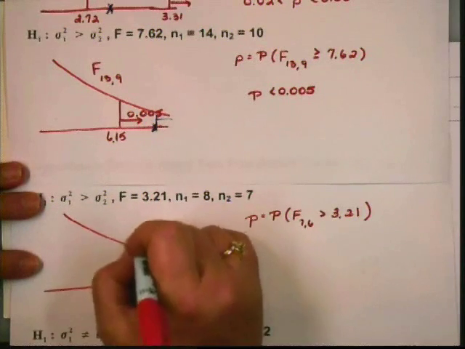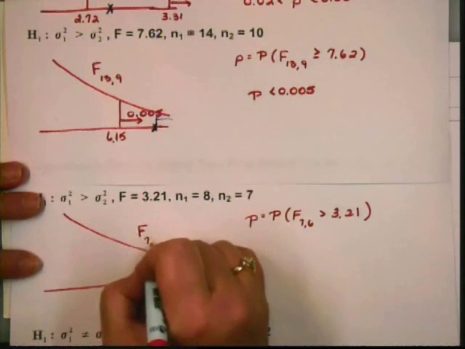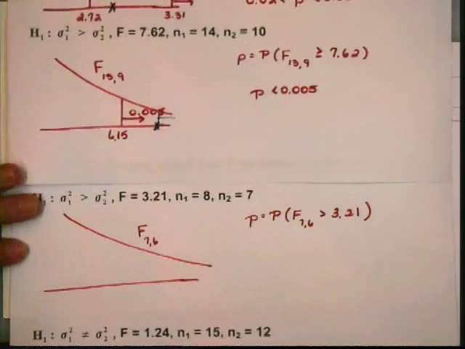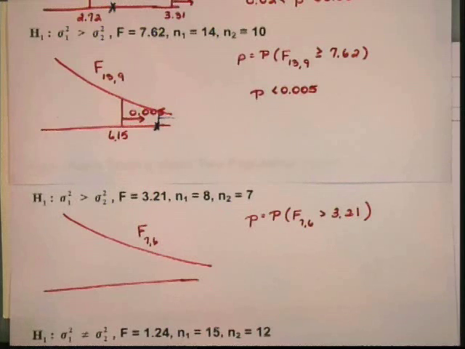All right, so again, look at the tail of the distribution with F. It's 7 numerator, 6 denominator degrees of freedom. So work page to page.